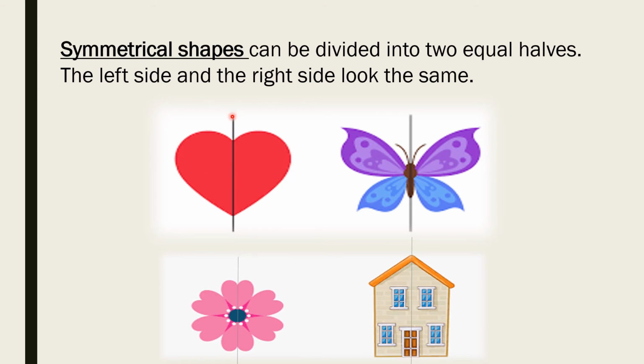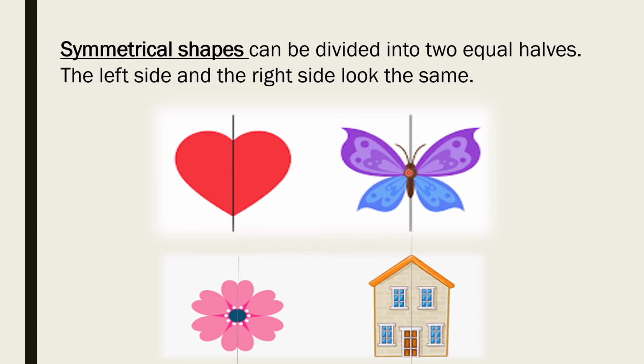If I make a line in between, this is a line I made by myself, okay? This wasn't a line in the shape. This is a line I made by myself. If I make this line, what am I noticing? I can divide this shape into two equal halves. The left side is the same as the right side. So this means this is a symmetrical shape.